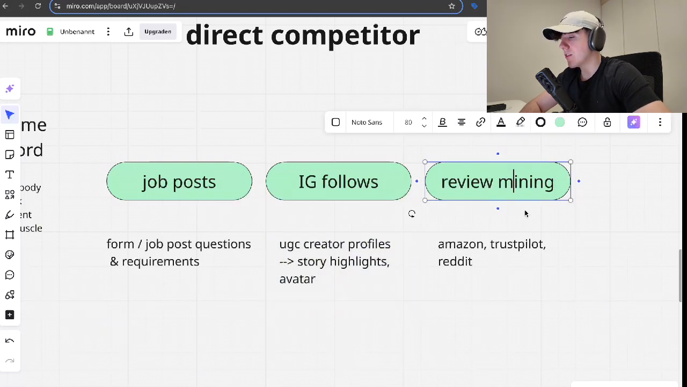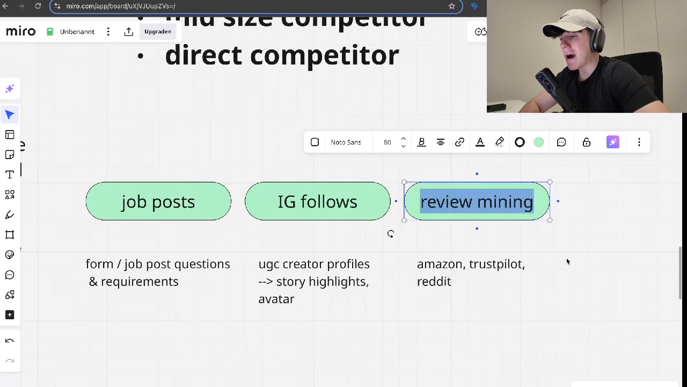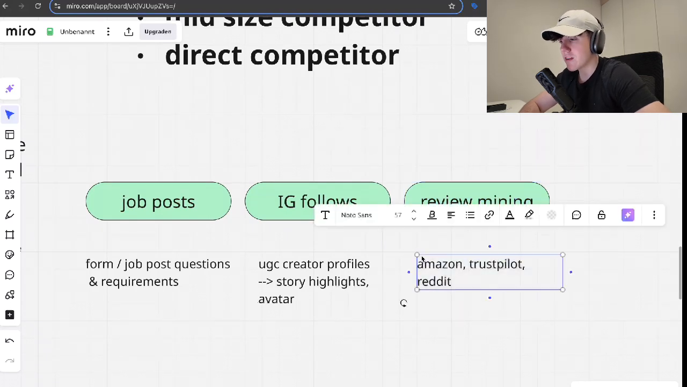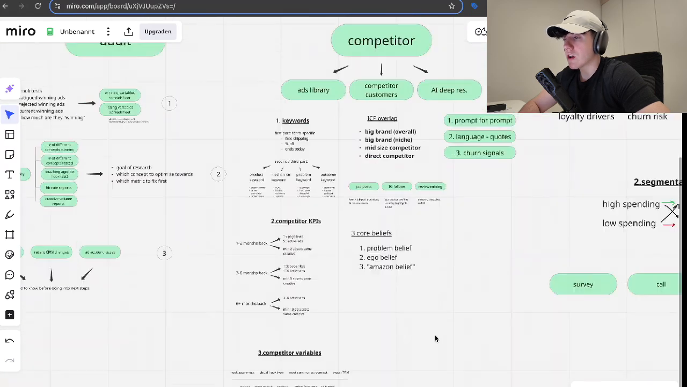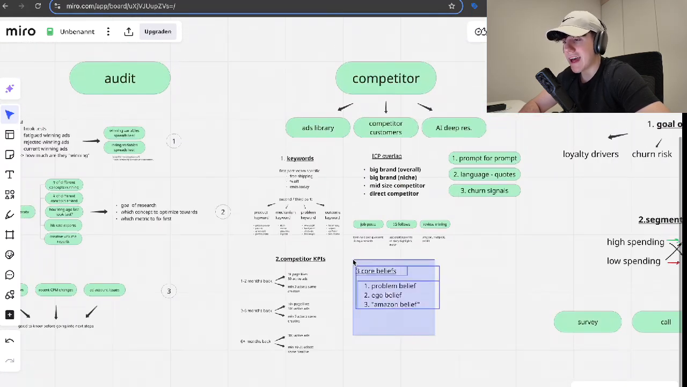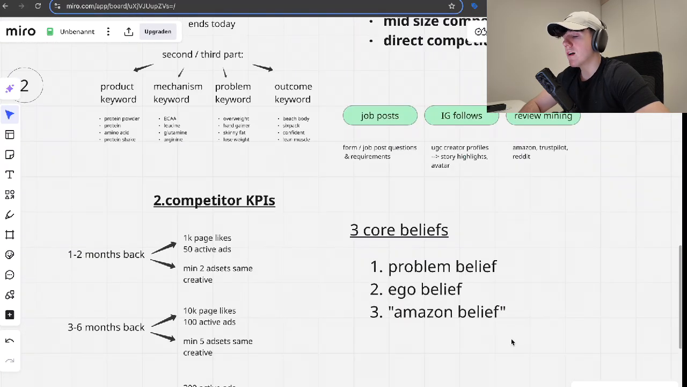And then third of all, we actually have the review mining process. You're going to look at mostly Amazon, obviously Trustpilot as well. You can learn a lot from Trustpilot, and then the good old Reddit, right? Nothing against that. And so when it comes to competitor customer analysis, you want to understand in what ways are they changing the three core beliefs.